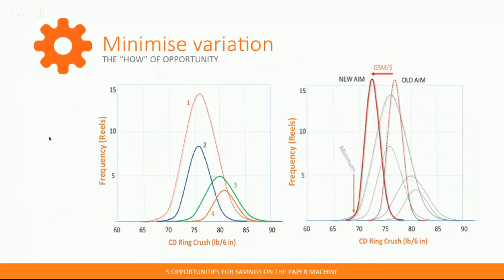Here we've got the same distribution, but what we want to do is squeeze it down and narrow it all down. There I've shown it as the old aim. And then having done that, we want to move that whole distribution down to a new aim. And that's worth basis weight, and it's worth dollars. While we're doing that, we want to ensure that the minimum performance that the customer sees is maintained. Because ultimately, it's the minimum performance the customer sees that controls his perception of quality, and in fact controls the quality and performance of the board we're making.